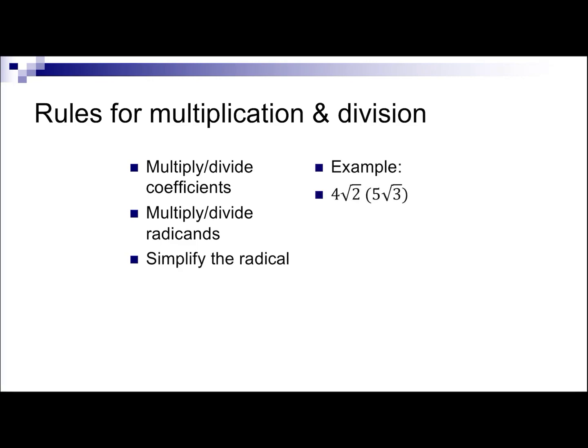We have 4 radical 2 times 5 radical 3. So I'm multiplying this time. I'm going to multiply the coefficients first. That's 4 and 5. That gives me 20. And radical 2 times radical 3 gives me radical 6. And radical 6 cannot be simplified, so that just ends up being my final answer for that example.